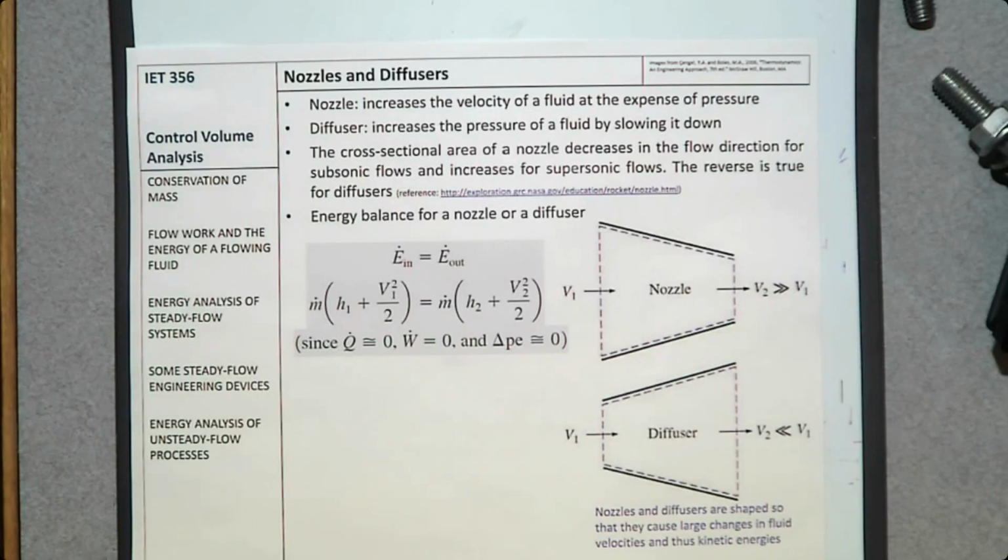But there is another advantage of using a diffuser. Of course, velocity goes down, but because of this low velocity, the pressure at the exit is going to be high. The pressure at the exit is going to be high. That is the advantage of using a diffuser.